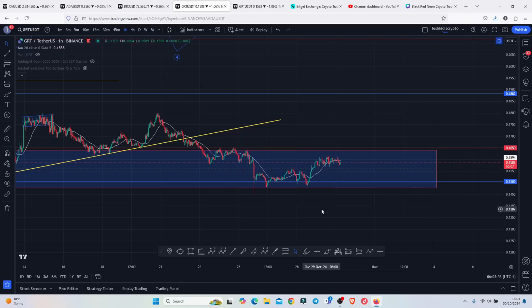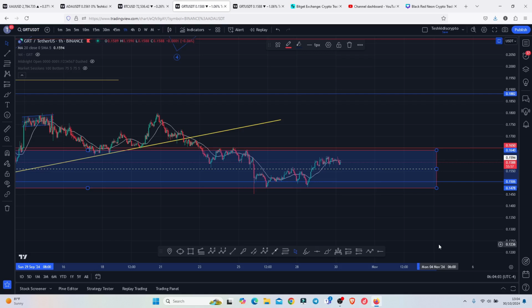GRT at the time of this recording continues to hold within our key area of support that lies between the 0.164 and the 0.1478, and at the time of this recording we are bouncing on a key area of support that lies above the 0.1506, and we are now attempting a break above the 20-day MA here on the 1 hour chart.